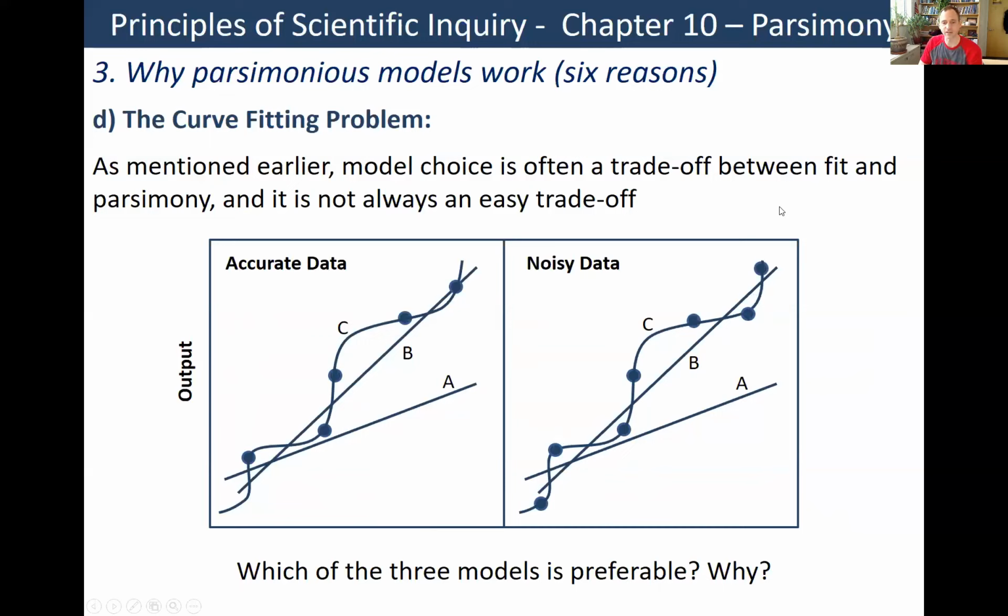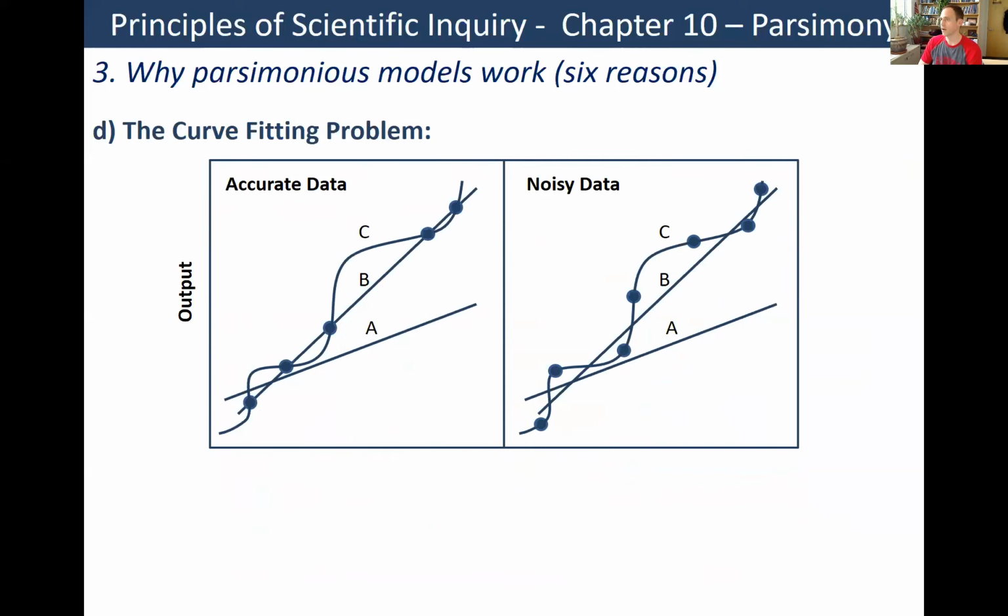Okay, line A is kind of the garbage throw-in that I always add, but it doesn't fit the data well, even though it's equally simple, right? So in that case, you can eliminate it on the basis of fit. It's also not really coming close to the dots.